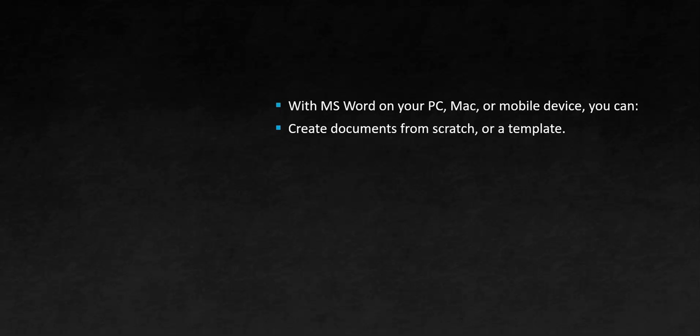With Microsoft Word on your PC, Mac, or mobile device, you can actually create documents from scratch or a template. You could also add text, images, arts, and videos, and you could even share it in Microsoft Teams if you want to save it in OneDrive. After you share it, you could share it with me and with any other classmates that might need your documents. It is really powerful, and since we are using Microsoft Teams, it would be a lot easier for you to collaborate with your classmates.